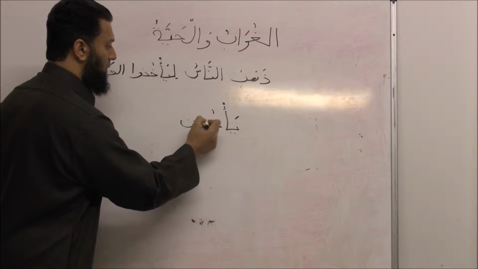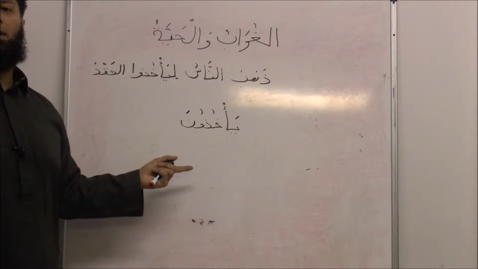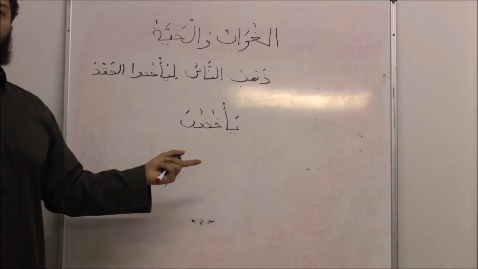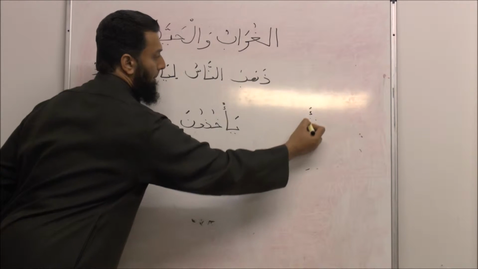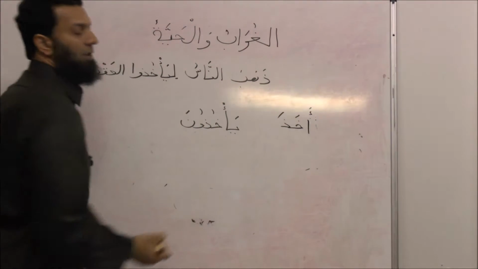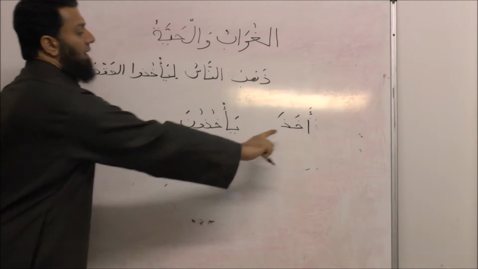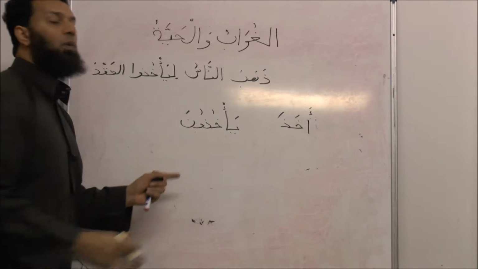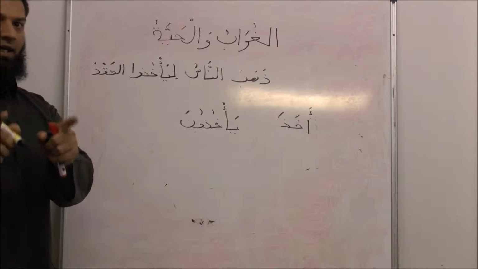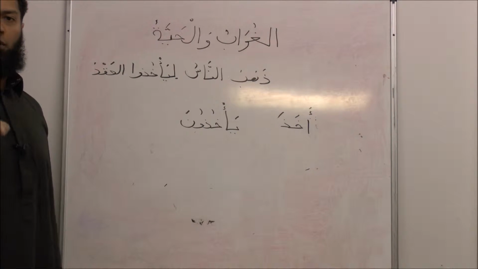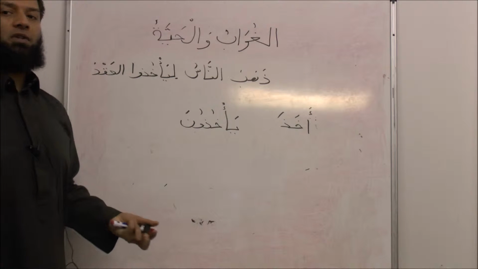يأخذون. يأخذون means what? Which verb is it from? أخذ. What does أخذ mean? He took. So أخذ means he took. What does يأخذون mean? They took? They're taking. No, they are taking. Now, to respond to what Shabazz said just now, يأخذون means they're taking.